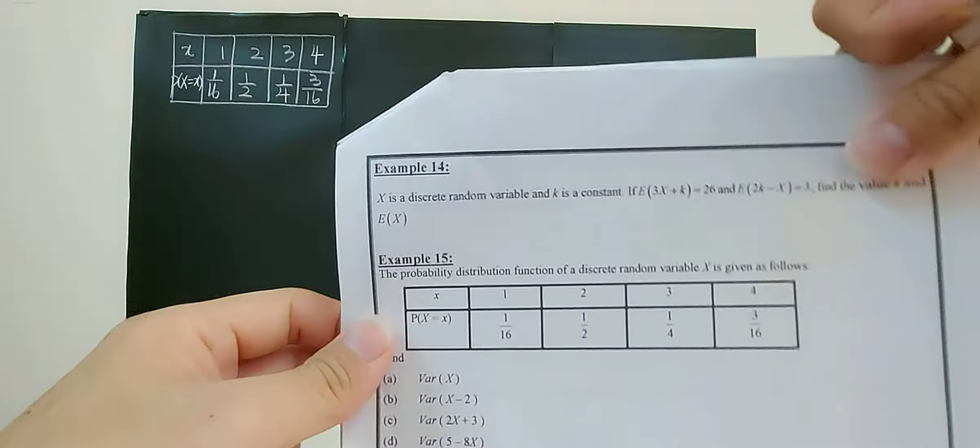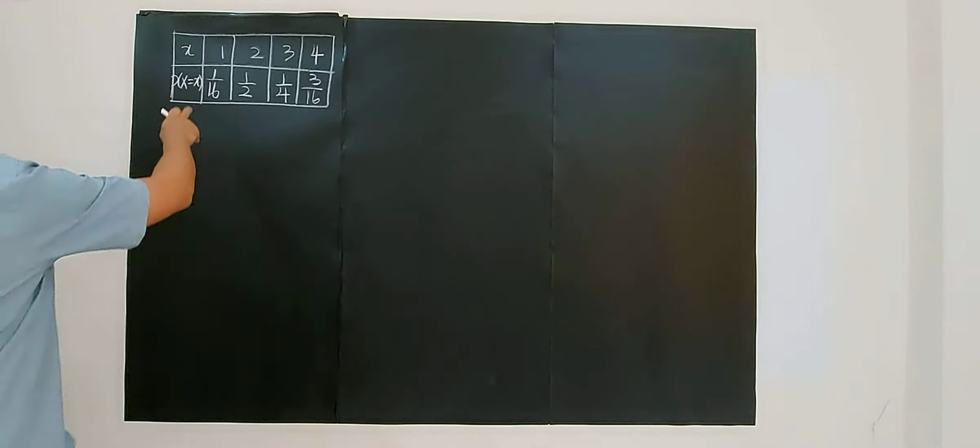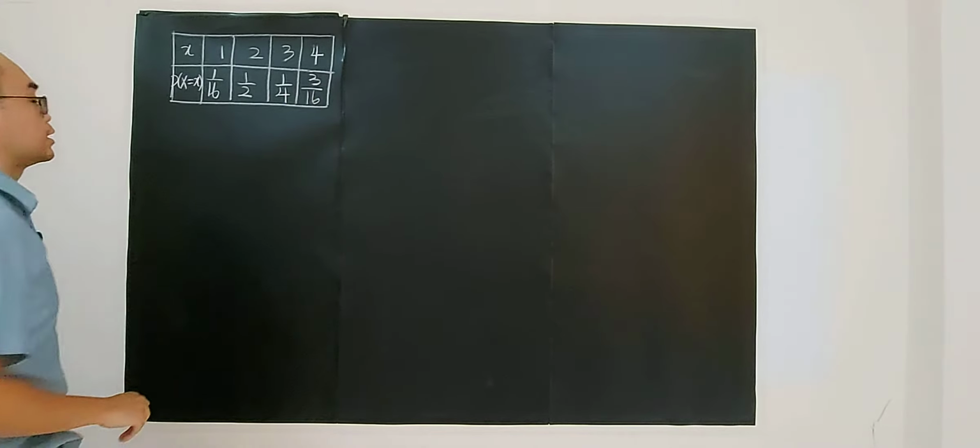Okay, this is the probability distribution table given by the question. You total up the probability here. This is a discrete random variable, so if you total up all the probabilities, you get 1. So let's see how to find the variance of x.